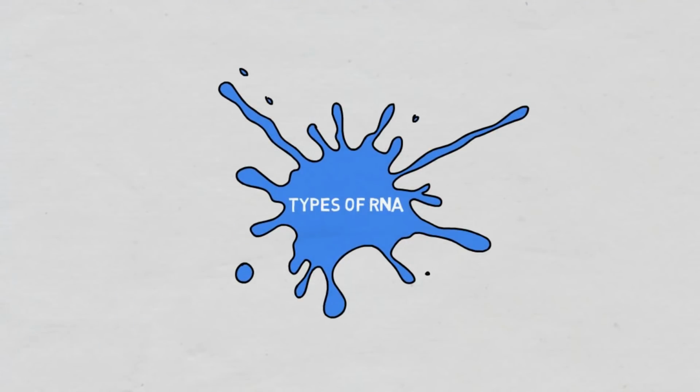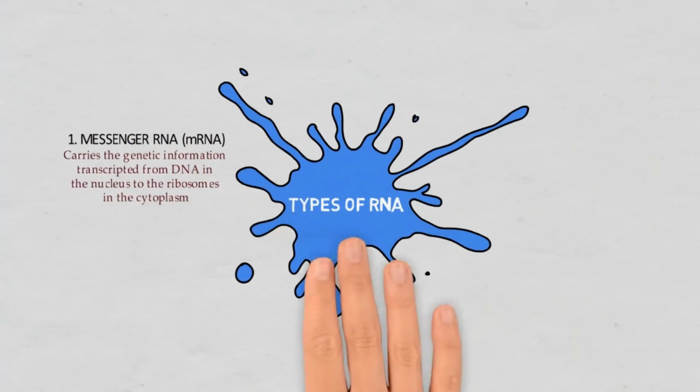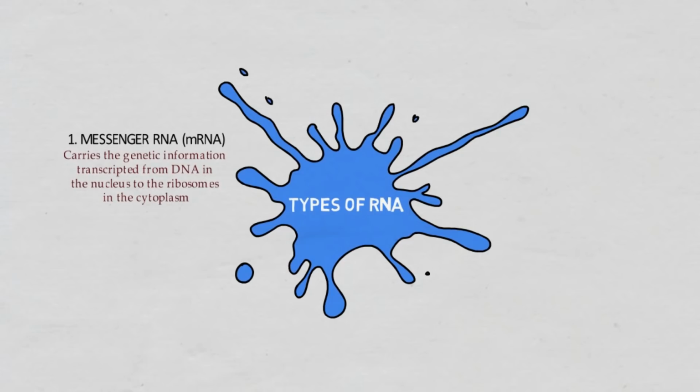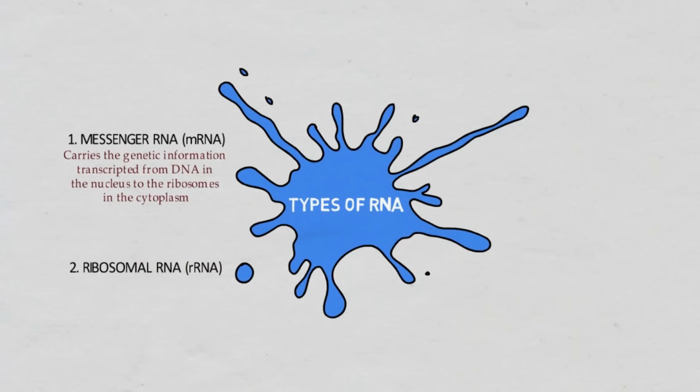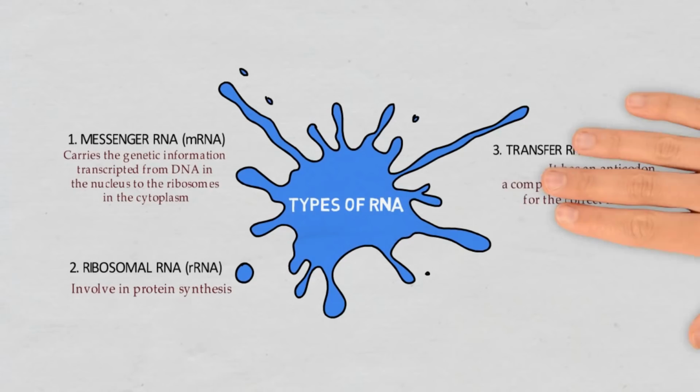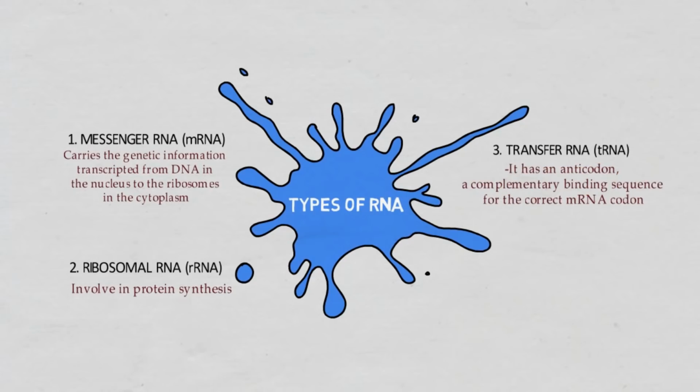The first one is messenger RNA, known as mRNA. It carries the genetic information transcribed from DNA in the nucleus to the ribosomes in the cytoplasm. The second one is ribosomal RNA. It is involved in protein synthesis. And the last one is transfer RNA. It has an anticodon, a complementary binding sequence for the correct mRNA codon.